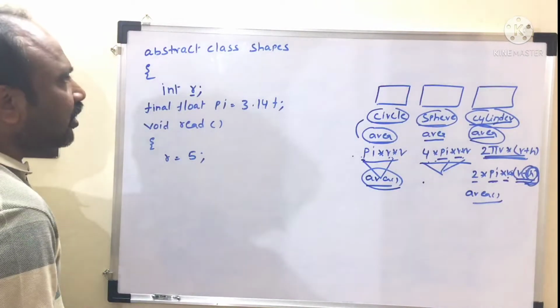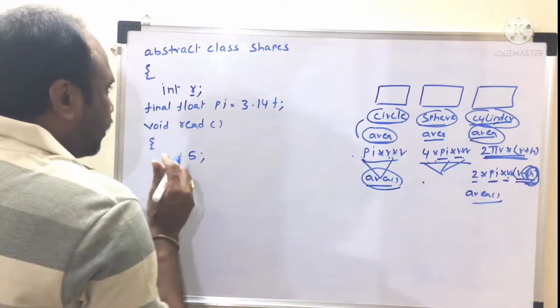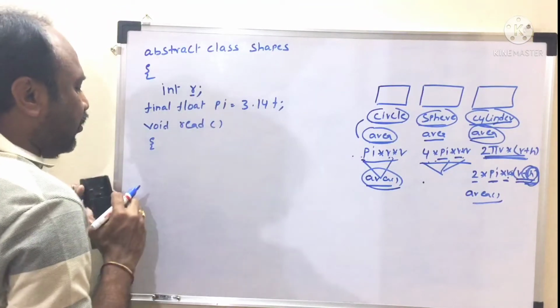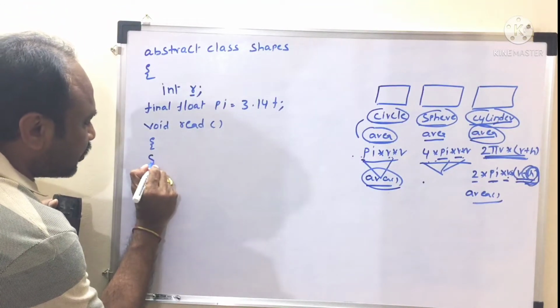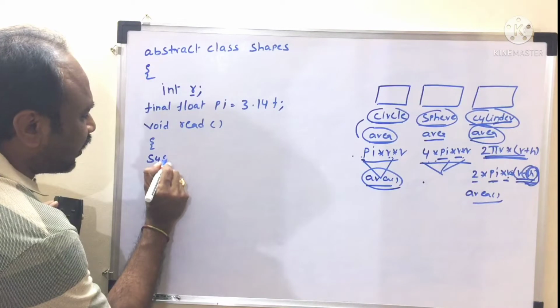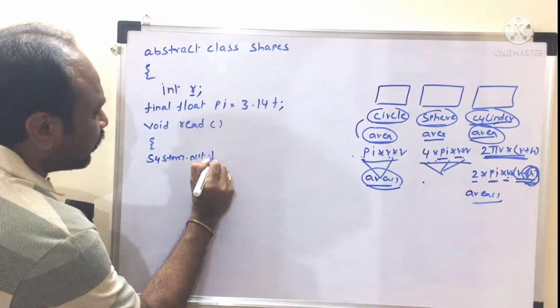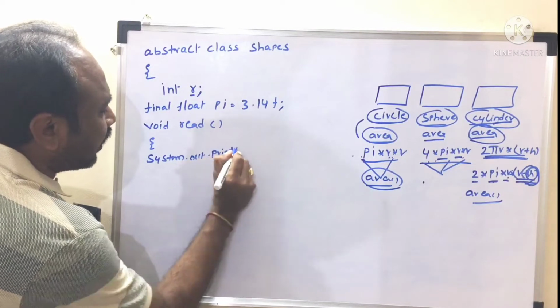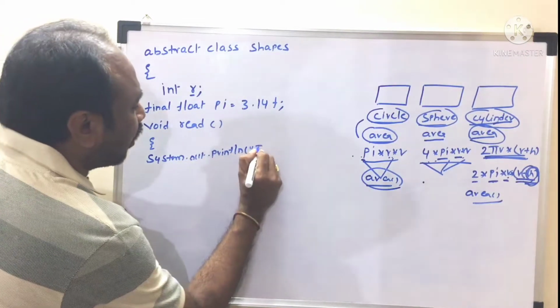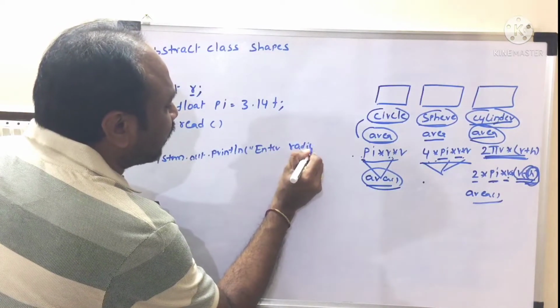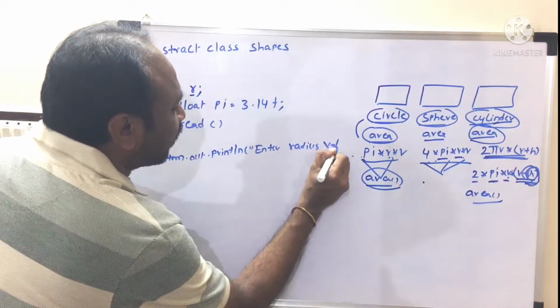Okay. Next, sir, I don't want to take it like this, sir. I want to take the r value as input. Then do one thing: System.out.println, enter radius value. System.out.println, enter r value, radius value. You enter the radius value. You can enter 5, you can enter 10, you can enter anything.